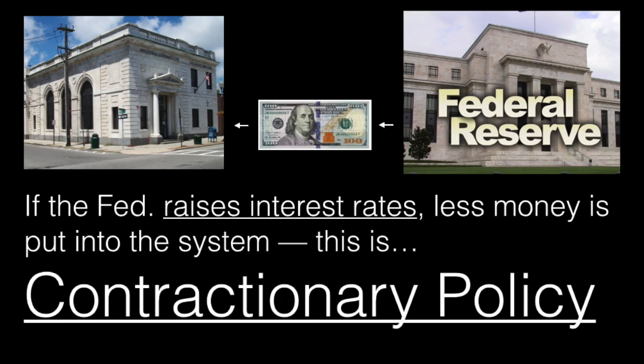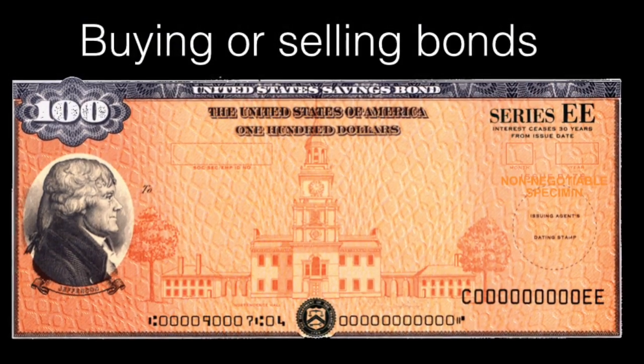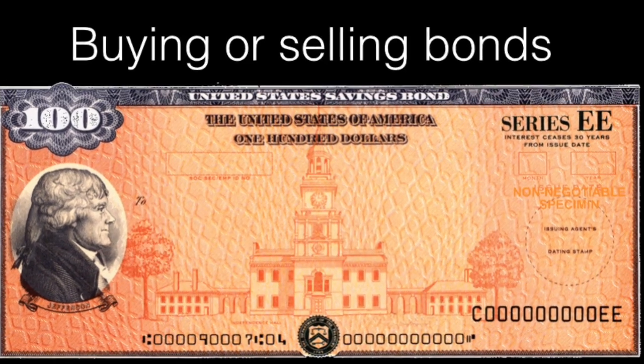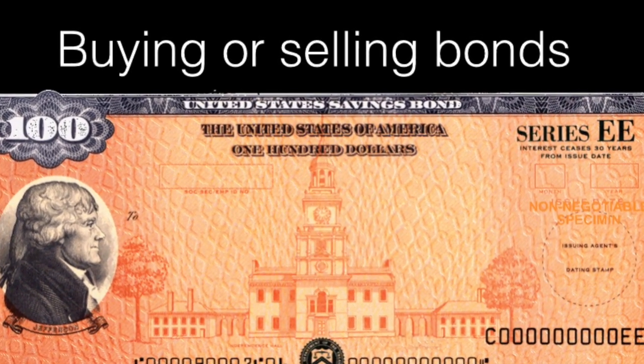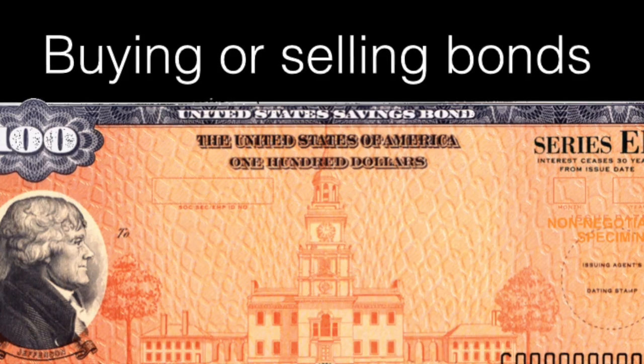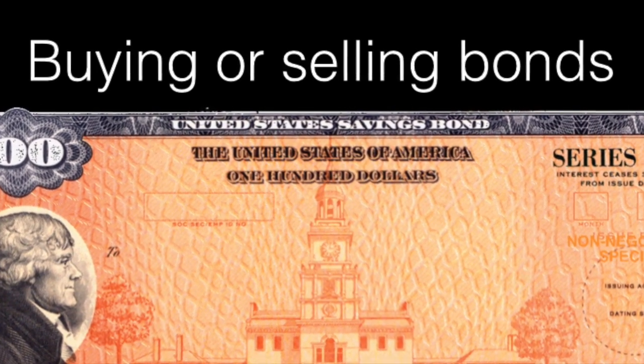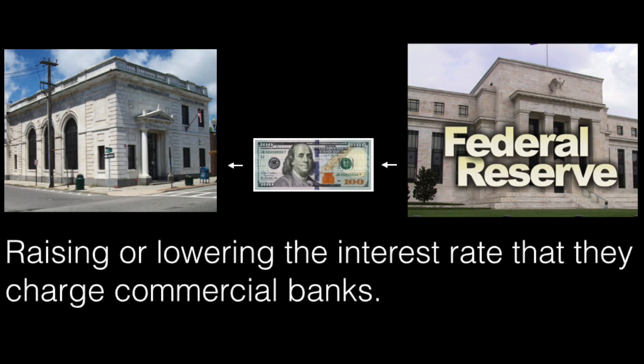So we said that buying and selling bonds is a way that the Federal Reserve does expansionary and contractionary policy. And then just now we said the third way that they do expansionary or contractionary policy is either lowering the interest rate that they charge to banks, that would be expansionary policy, or raising the interest rate that they charge to banks, that is contractionary policy.